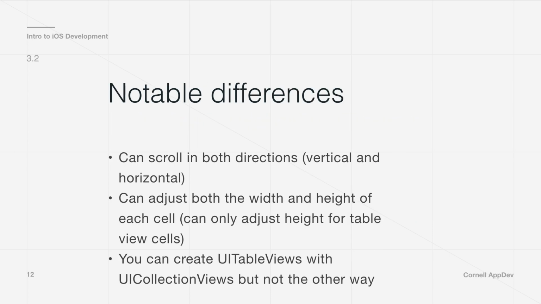The biggest difference between table views and collection views is that a table view is vertically scrollable, right? But a collection view can be either vertically or horizontally scrollable, so we can define the scroll direction of a collection view. We can also adjust both the width and the height of collection view cells. With table views, we can only adjust the height of the cells. And you can create a table view with a collection view, but not vice versa.